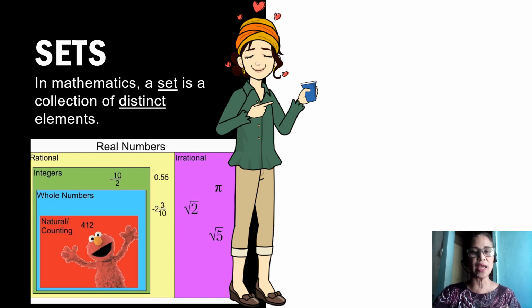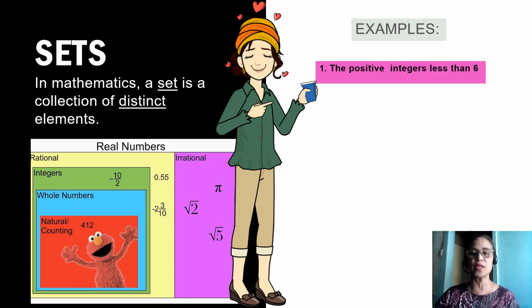So there shouldn't be any repetition. So let's take now the following examples. Taking sets of real numbers, let's have the first one: the positive integers less than 6. Let's call that set A. And let's identify the elements that are positive integers less than 6.